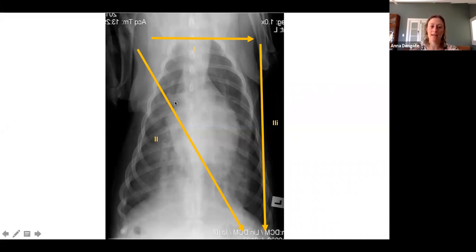Whereas when we're looking at an impulse originating on the right side of the heart in the atria, in the sinoatrial node, and traveling across to the left side of the heart, it's going to be better picked up in lead 1 because it's better lined up for the flow of electricity. Does that make sense?